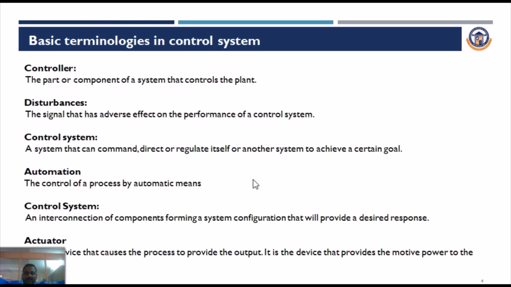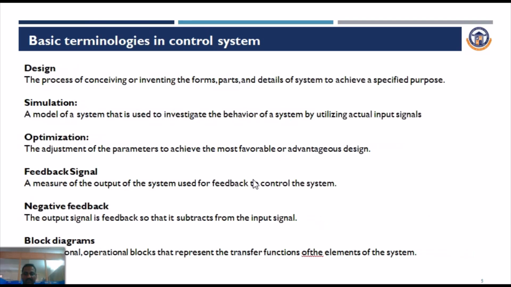Next, controller, the part or component of a system that controls the plant. Disturbance, the signal that has an adverse effect on the performance of a control system. Control system, a system that can command, direct or regulate itself or another system to achieve a certain goal. Automation, the control of a process by automatic means. Control system, the interconnection of components forming a system configuration that will provide a desired response. Actuator, it is the device that causes a process to provide the output. It is the device that supplies the power to the process.